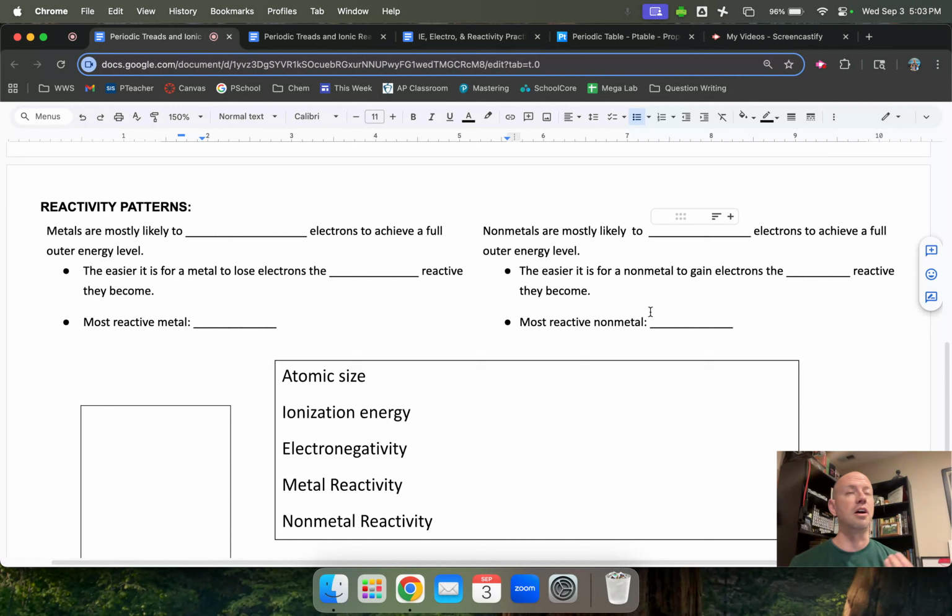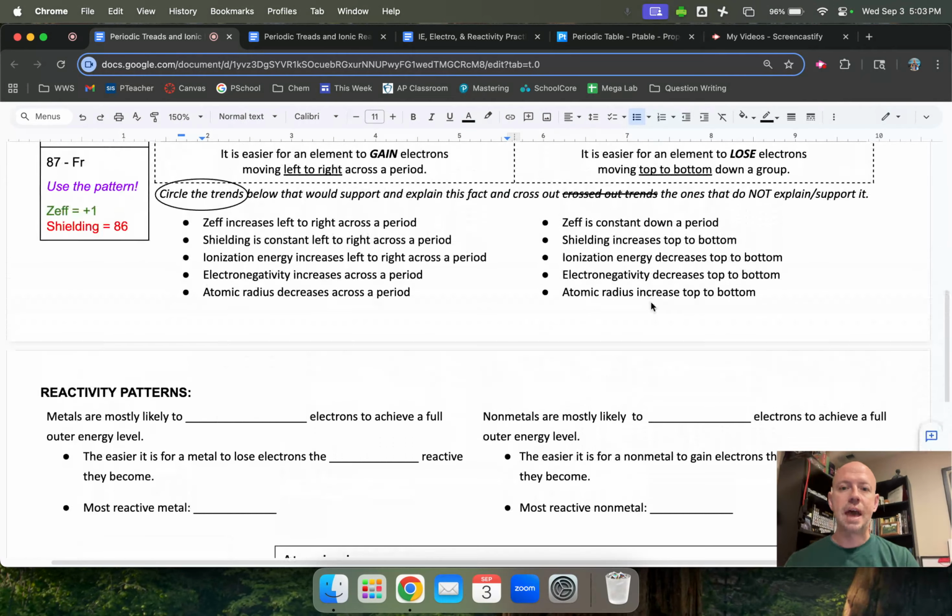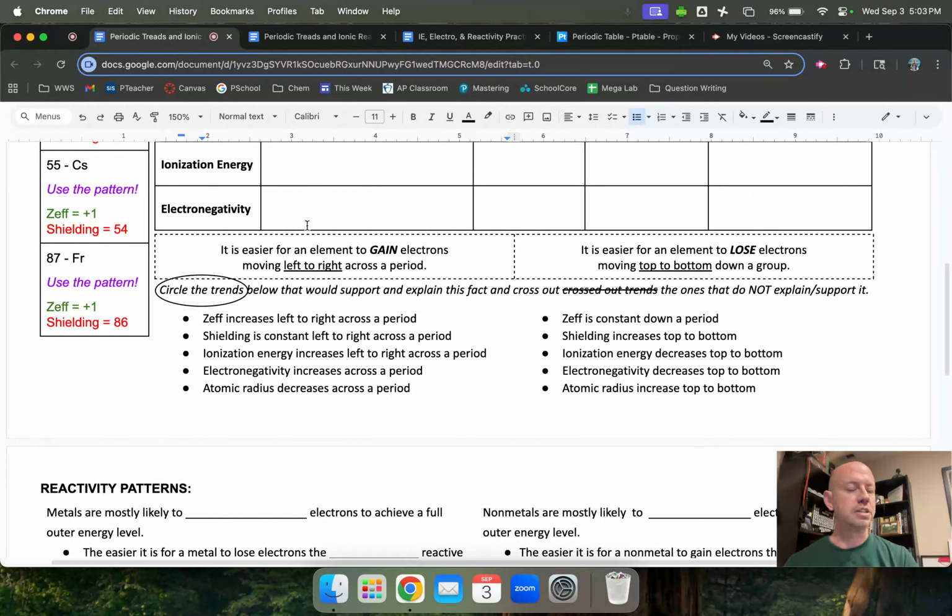Nonmetals, on the other hand, they're almost full. The closer they are to full, the more attraction they have to become full, the more reactive they get. So nonmetals are more likely to gain to get to that full outer energy level. And the better it is at gaining, the more reactive it is. So that means for a nonmetal, we're focusing on electronegativity. Things that can gain well react really, really well for a nonmetal.